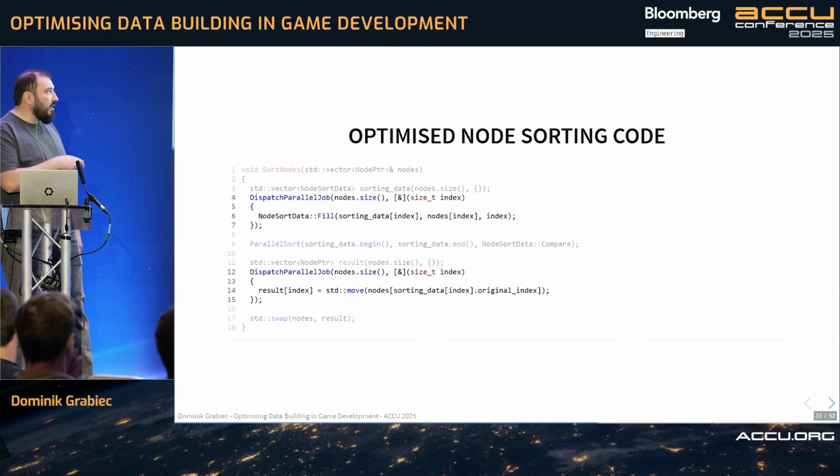And then at the end, we do a parallel job and we fill in the result array by taking the sorted index and accessing that. So it's a read from a very large array and a write into a very small part of the array.